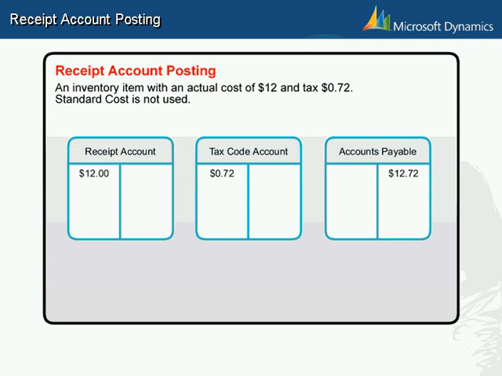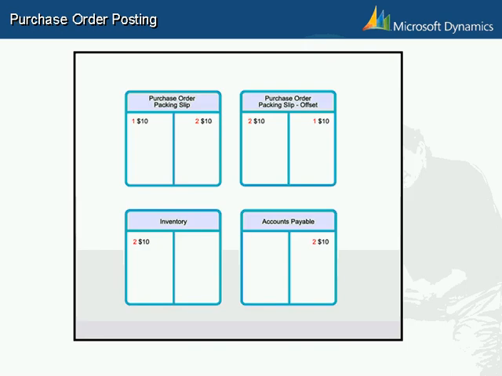So keep attention that vendor and customer summary accounts are defined in the account receivable and account payable modules in the posting profile. And these posting profiles we covered at the financial remote training. Okay, now purchase order posting, packing slip offset, inventory accounts payable.